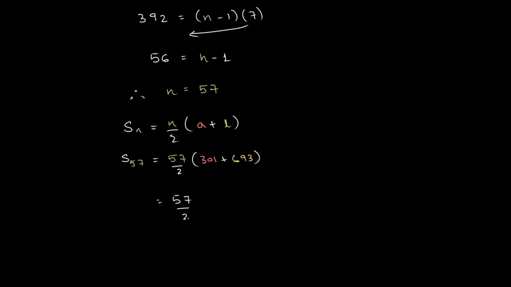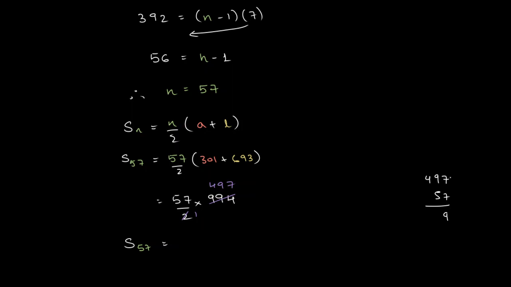So this is 57 upon 2, and if I add these two numbers, 301 and 693, I get 994. So I can cancel 2 from here. 2 ones are 2, 2 fours are 8, 2 nines are 18, so 497. This is not a very pleasant calculation to do. I have S57, which I want to find, which is 497 into 57. Let's do this multiplication real quick.